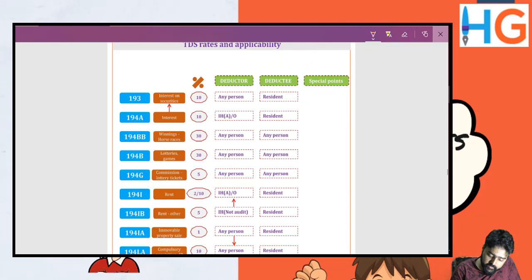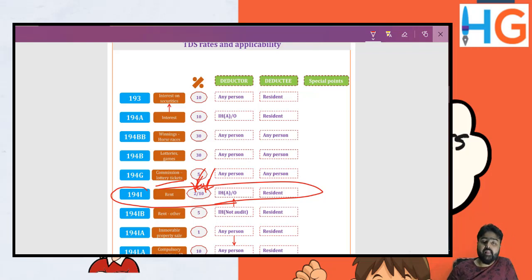To explain one section, for example 194I, it says TDS is deductible at 2% or 10% depending on the nature of rent. Whether it is for land or building, then it will be 10%. For furniture and fixtures, it will be 2%. Who is the deductor? IH means individual or HUF. Bracket A means audit: individual or HUF to whom audit is applicable. IH bracket A oblique others: other assessees, whether audit is applicable or not.